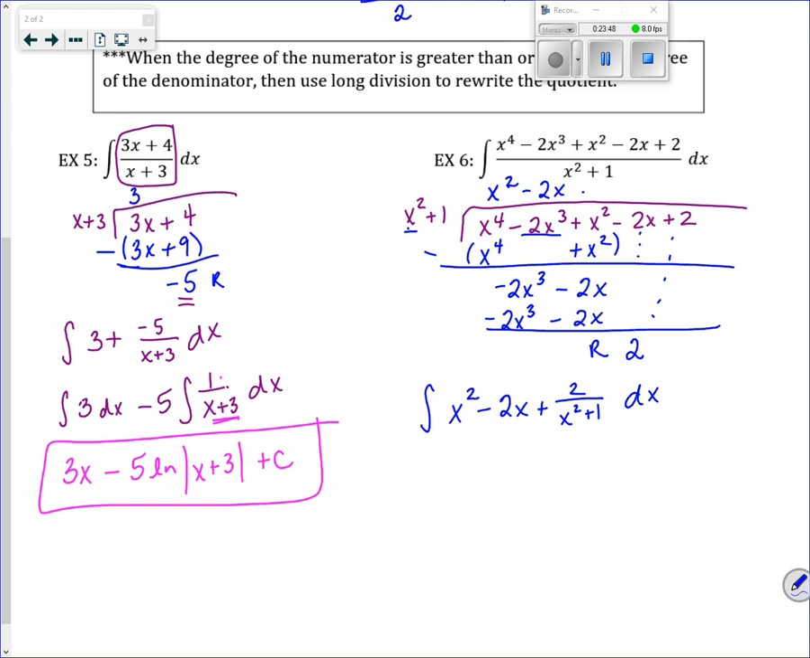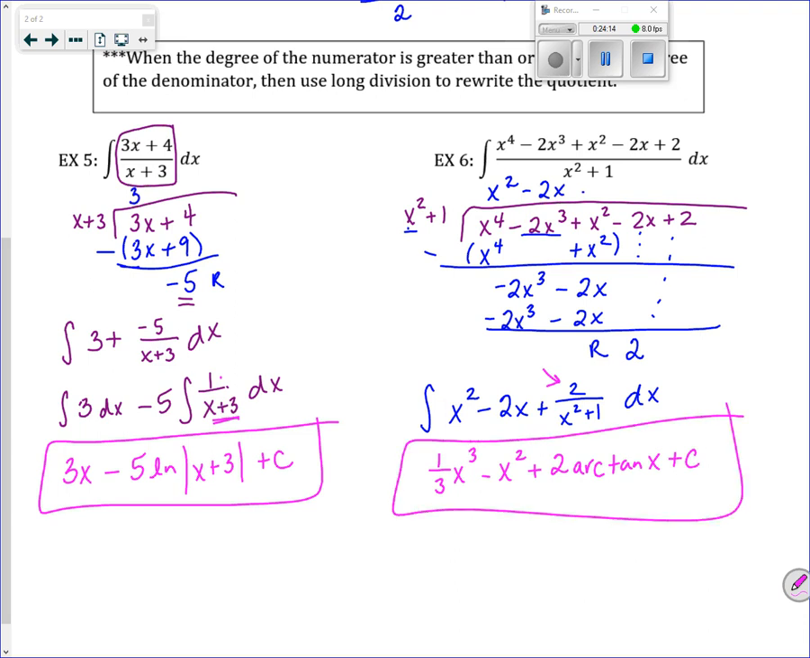Well, do you see it? The first couple are not too bad. Could you do that one maybe pretty fast in your head? Don't let the 2 throw you. You can bring that out in front, and you're really integrating 1 over 1 plus x squared. We've integrated that a couple times. That's arctangent of x plus c, and there you go. Fun times.